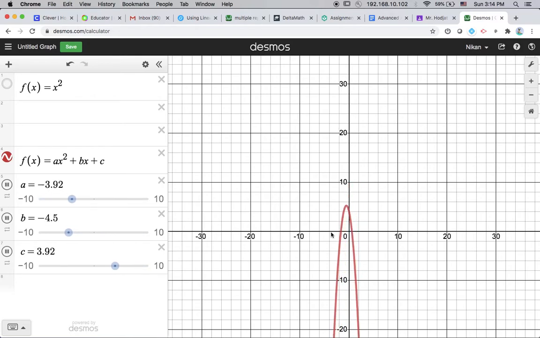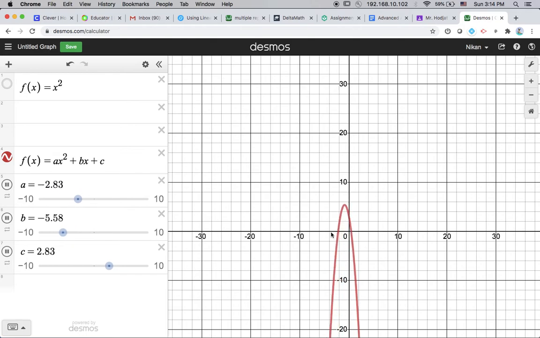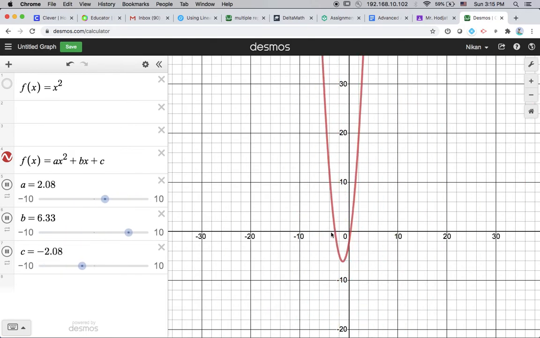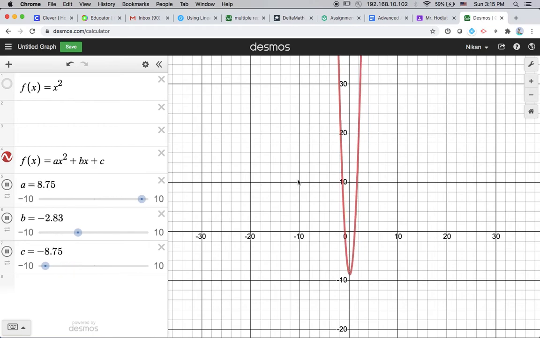Parabolas always have intercepts. They always have a y-intercept. Look at this particular one. Notice that it's always going through the y-axis. Sometimes they have one x-intercept, sometimes they have no x-intercepts, sometimes they have two x-intercepts, and they are always symmetric. What you see on one side of the parabola is happening on the other side of the parabola.